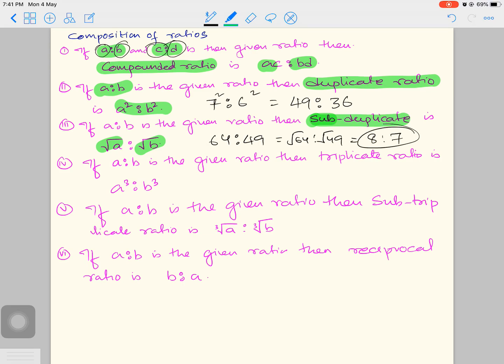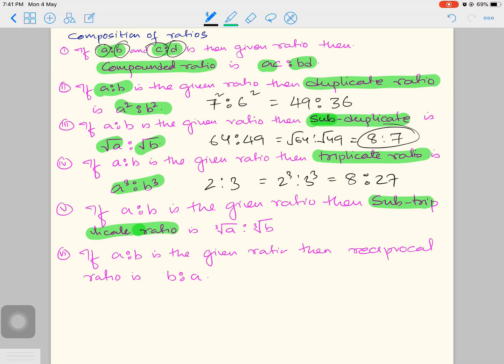The fourth one says triplicate. Triplicate means to cube. So if you have 2 is to 3, the answer should be 2 cube is to 3 cube, and that's 8:27. Very simple. The fifth one is a subtriplicate ratio.